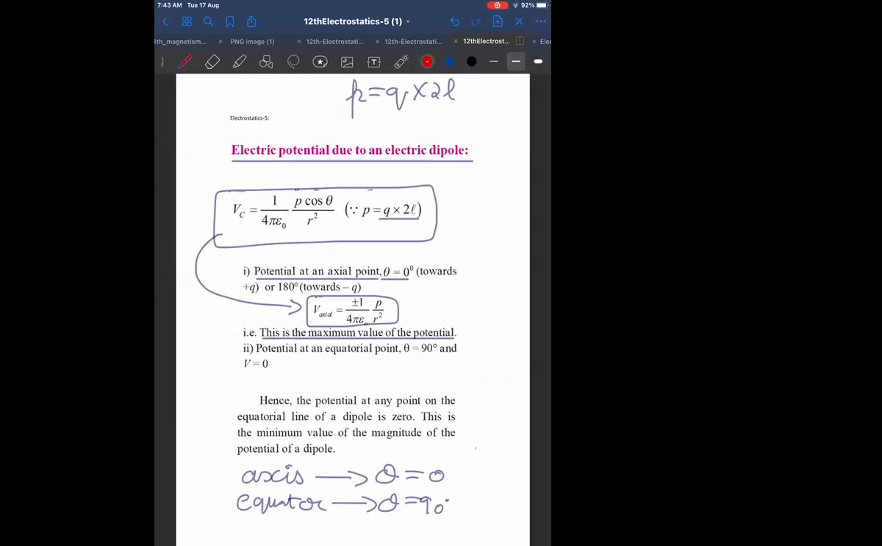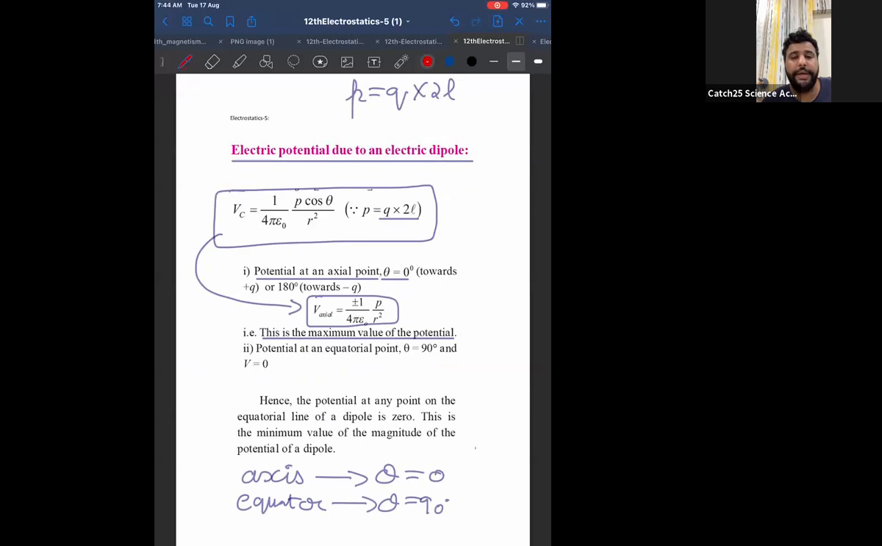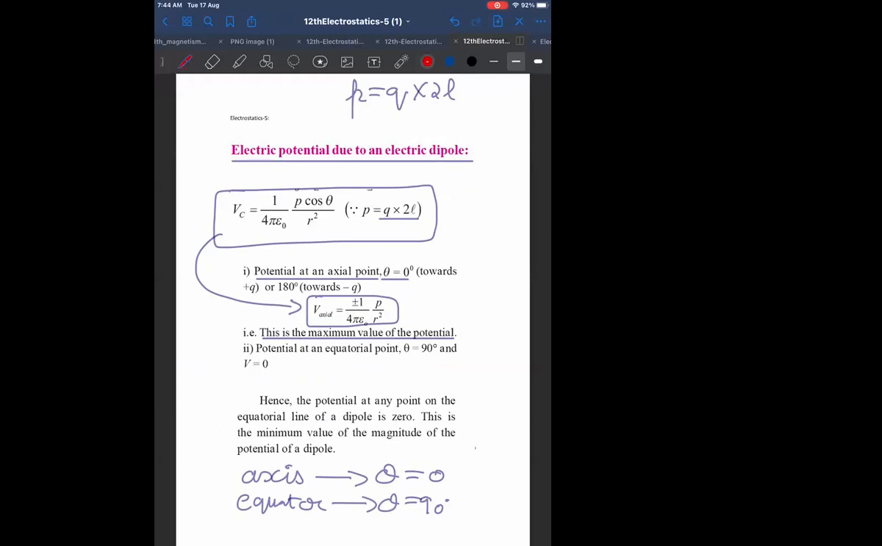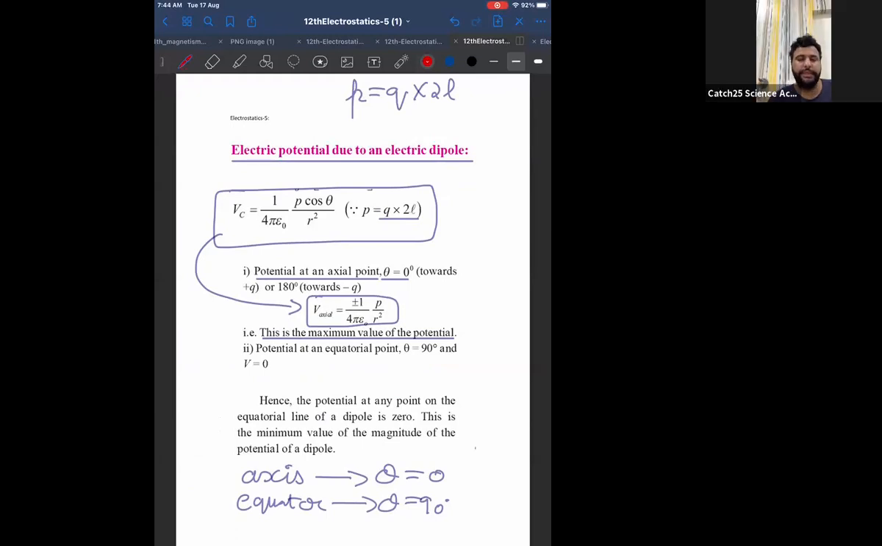According to electric dipole, the axis is a line passing through both the charges, minus Q and plus Q. Because in magnet it is north and south, in electric dipole it is positive charge and negative charge. Therefore, if I want maximum potential, then the point has to be on the axis because cos 0 is 1. Therefore, I will get the maximum value for potential at axis.